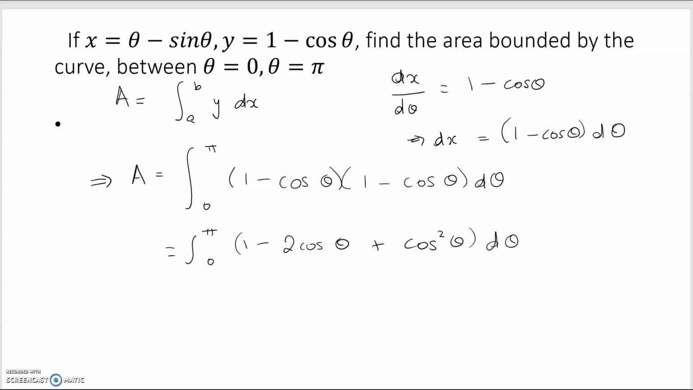So then we're fine. Okay, we can just do it singly and from what we already know about integration. So it would be theta minus 2 sine theta plus, now this is where we'd have to change this using a trig identity, but you know that, you've got that on your list.